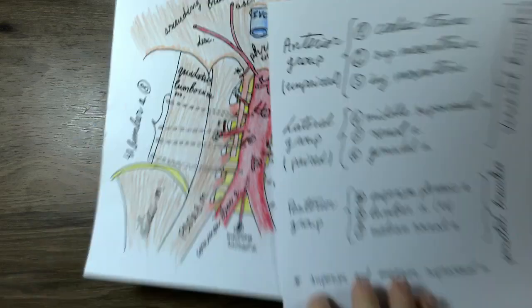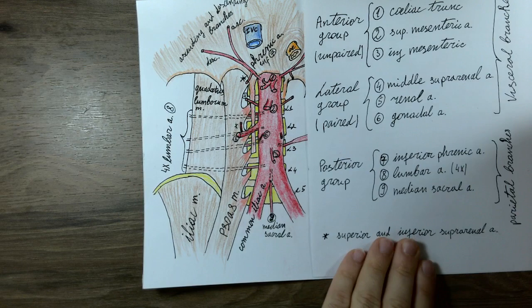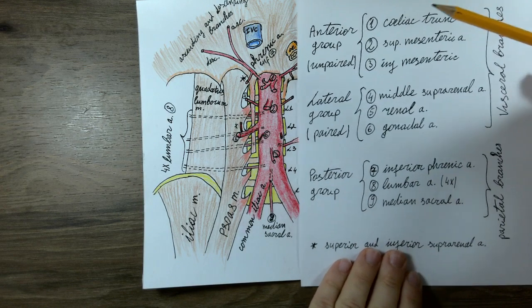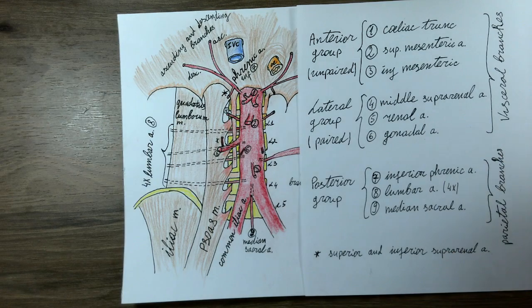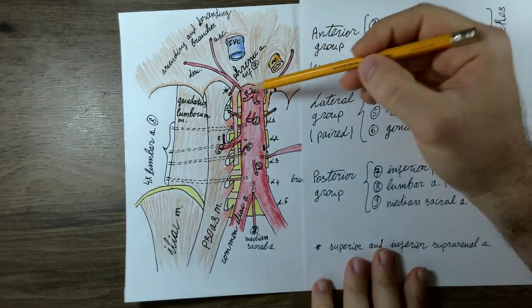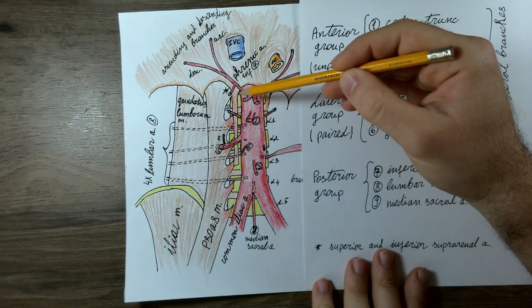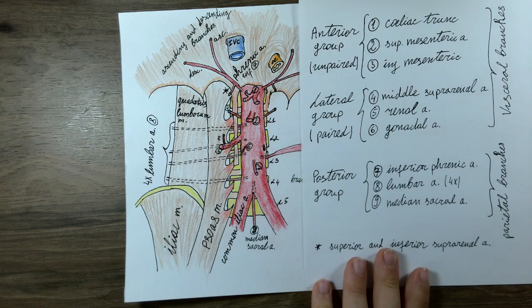Hi guys, today we're going to discuss the abdominal aorta. So let's get straight to the point. The abdominal aorta is the abdominal continuation of the thoracic aorta. And in order to reach the abdominal cavity, it needs to pass through the opening in the diaphragm. And this opening is called the aortic opening.